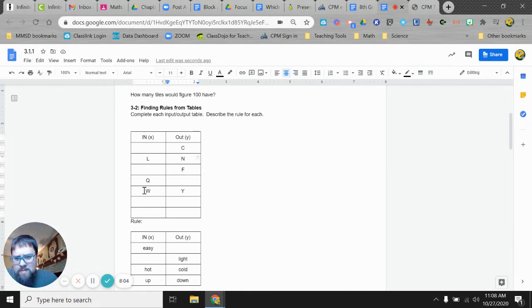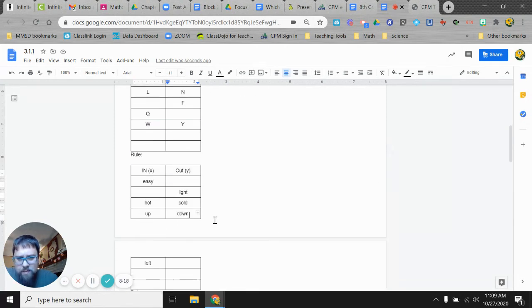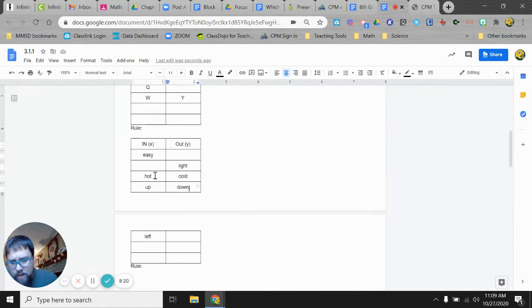Always go in these tables where you have an input and an output. Try to figure out how W becomes Y. If you put in W, how does the function machine change it to become Y? Down here, same kind of thing. Put in hot, comes out cold. What is the function machine doing? Put in up, out comes down. What is the function machine doing? So you got to explain that in a rule.